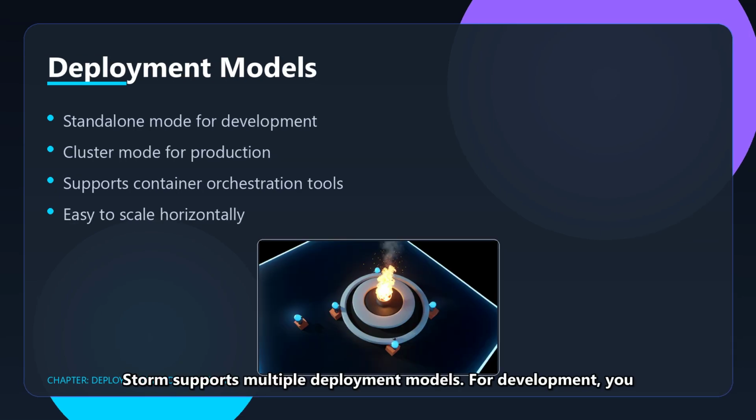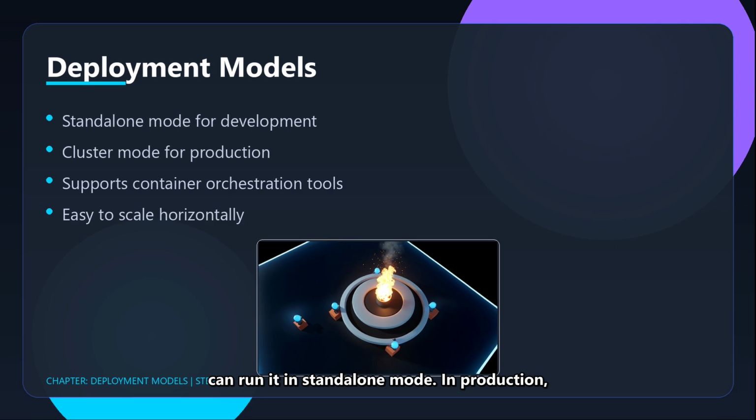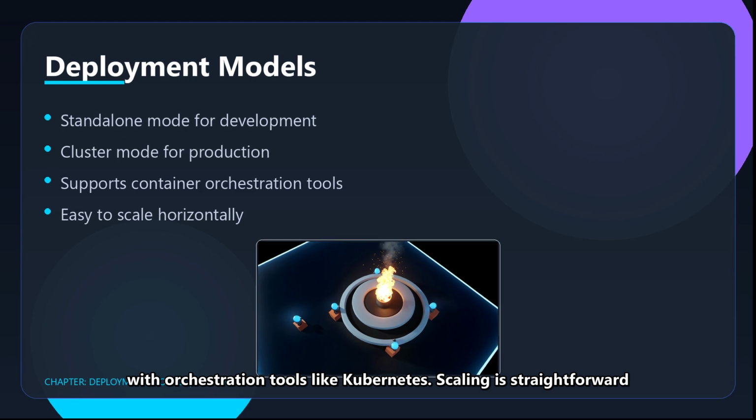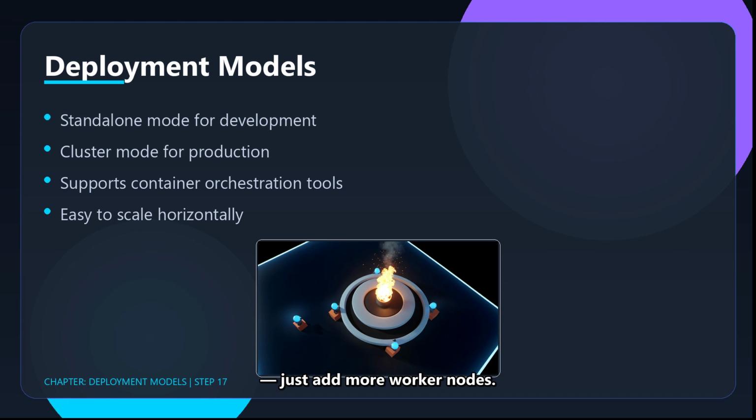Storm supports multiple deployment models. For development, you can run it in standalone mode. In production, it's typically deployed in cluster mode, often integrated with orchestration tools like Kubernetes. Scaling is straightforward, just add more worker nodes.